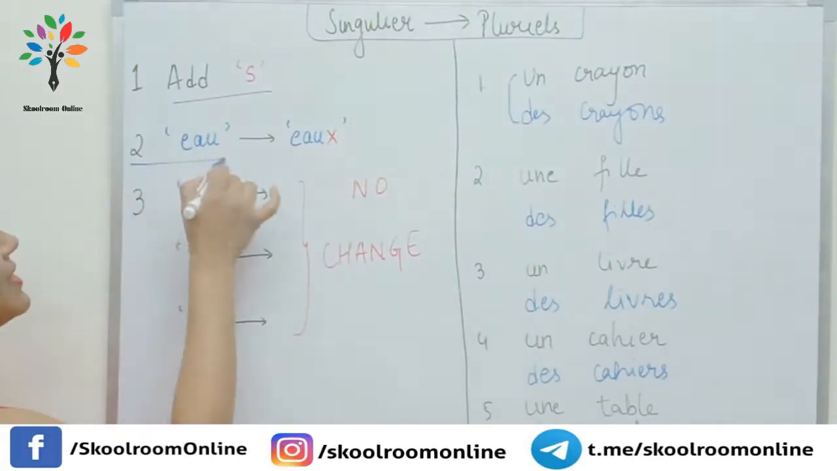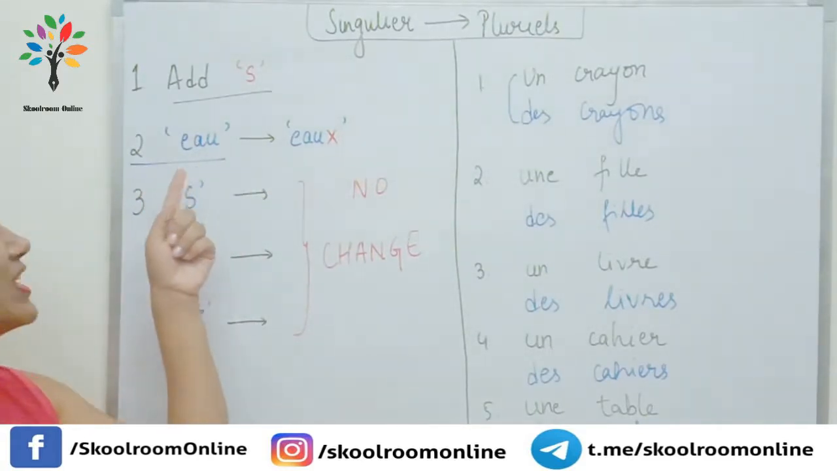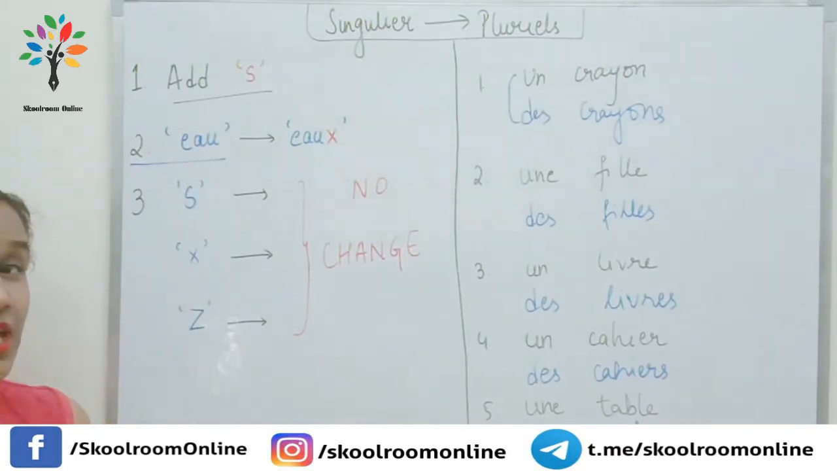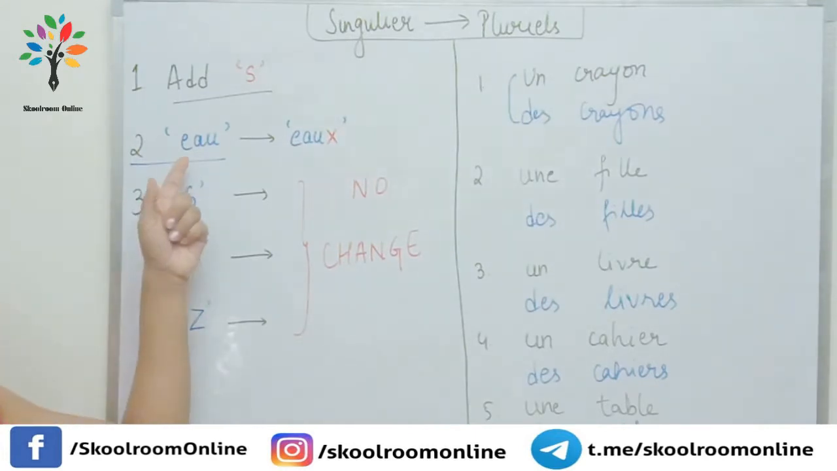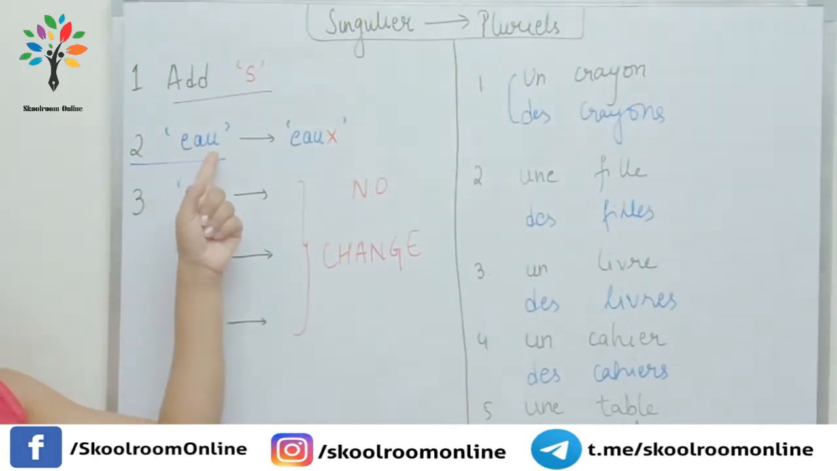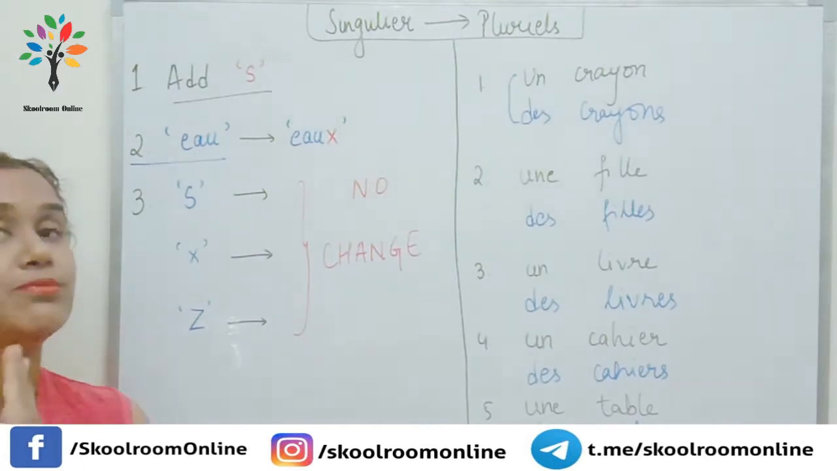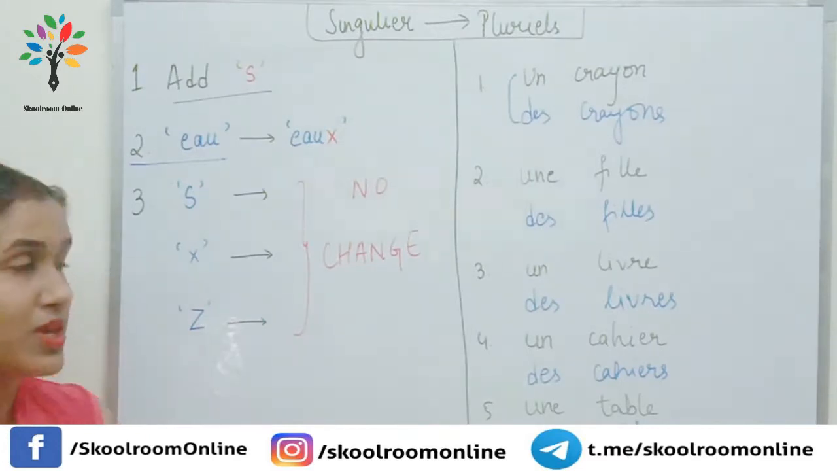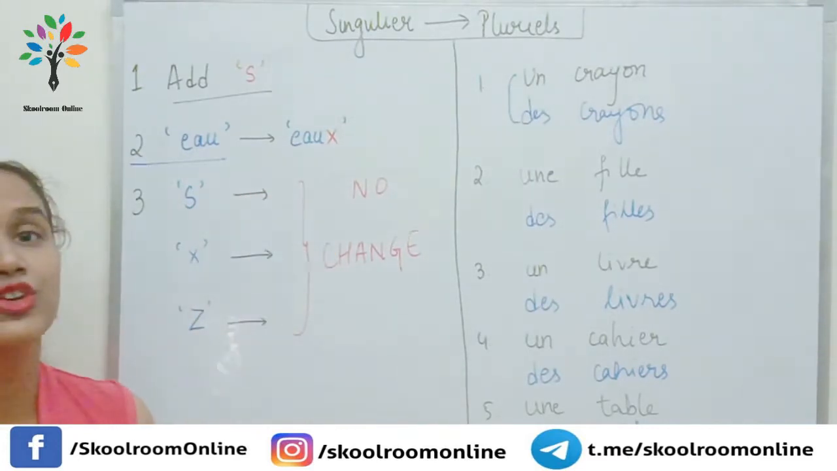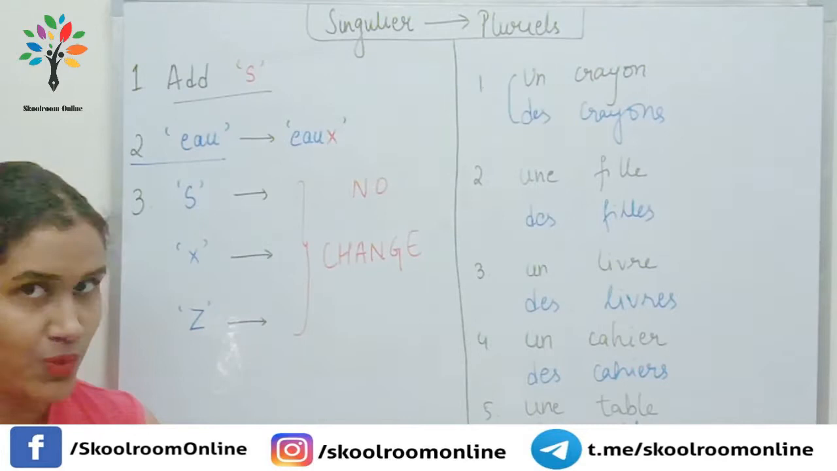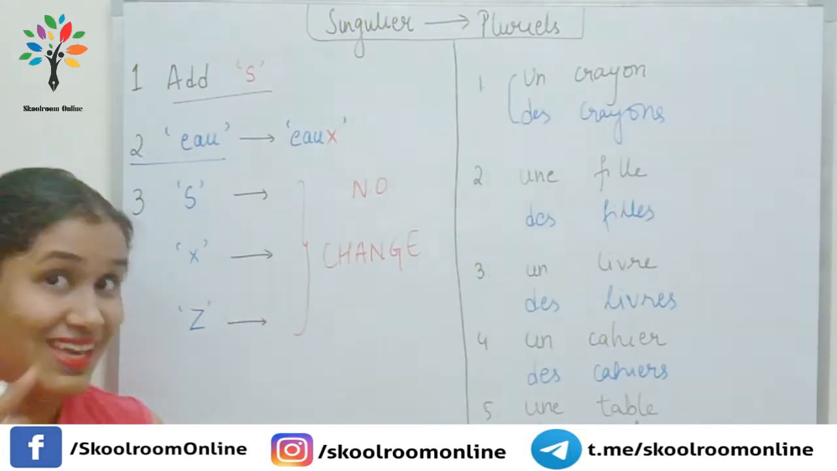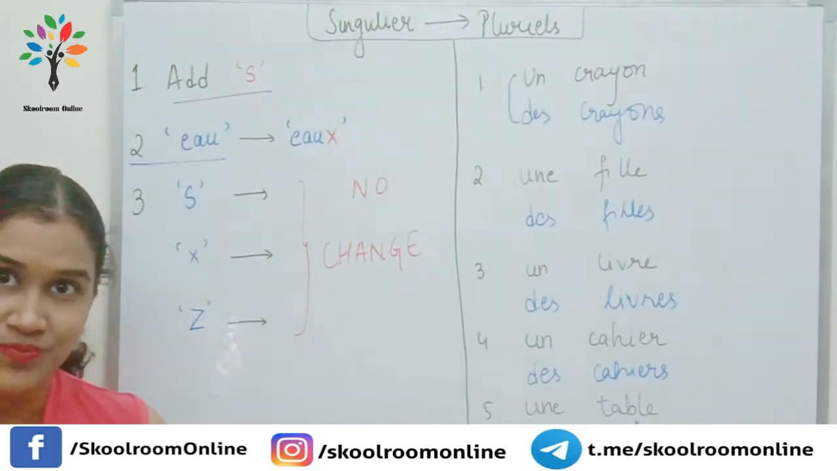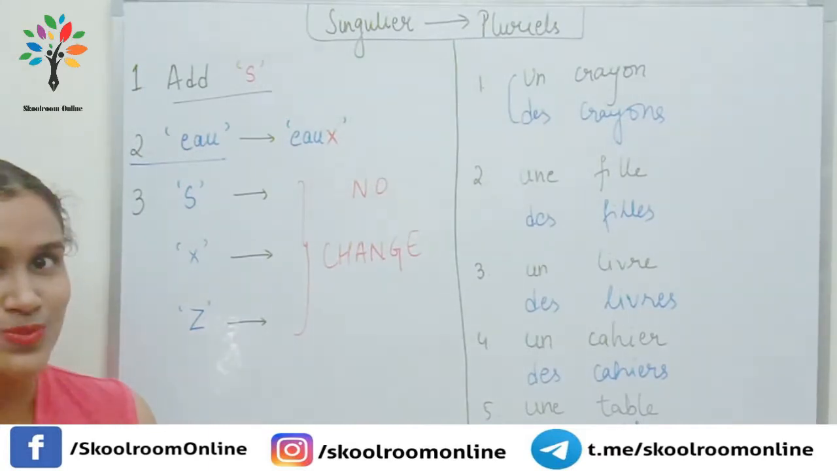The second rule says that the words which end in E-A-U, okay? The nouns which end with E-A-U, when you change them to plural, you add an X, okay? X is added to make them plural. We do not add an S, we add an X. Clear? Let's do some examples for this also.